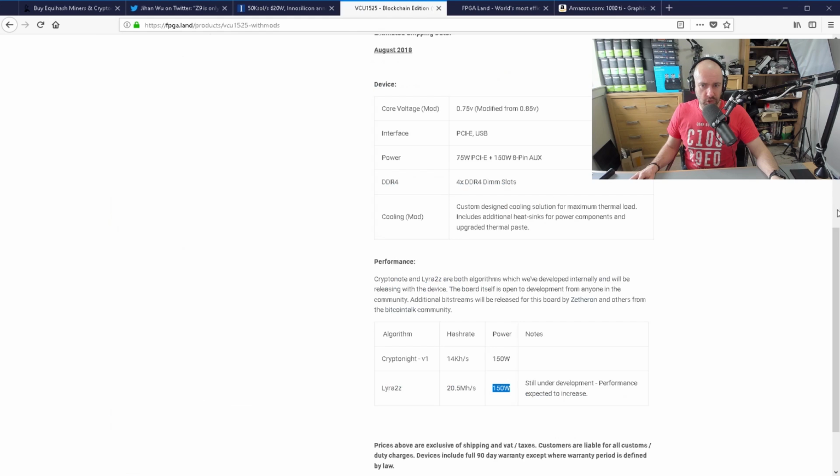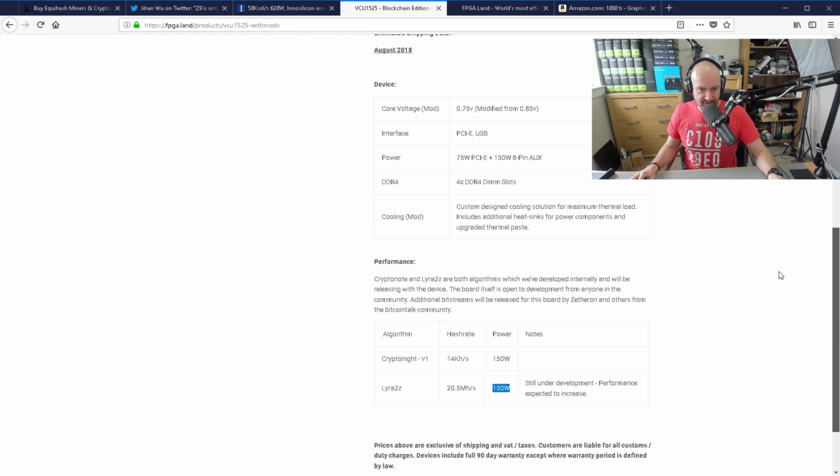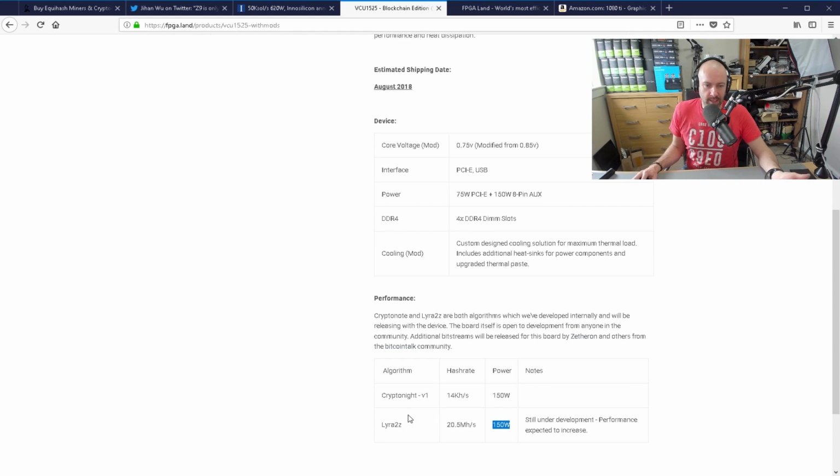So 5 would be $4,000. This is 3,600. So for me, yes, this is more efficient, a hell of a lot more efficient, but I would prefer to just buy 5 1080 Ti's. They have much better resale value. You can resell them a year or two from now to gamers. You would get a lot of money back for it, and you're not limited to Cryptonight and Lyra2z.